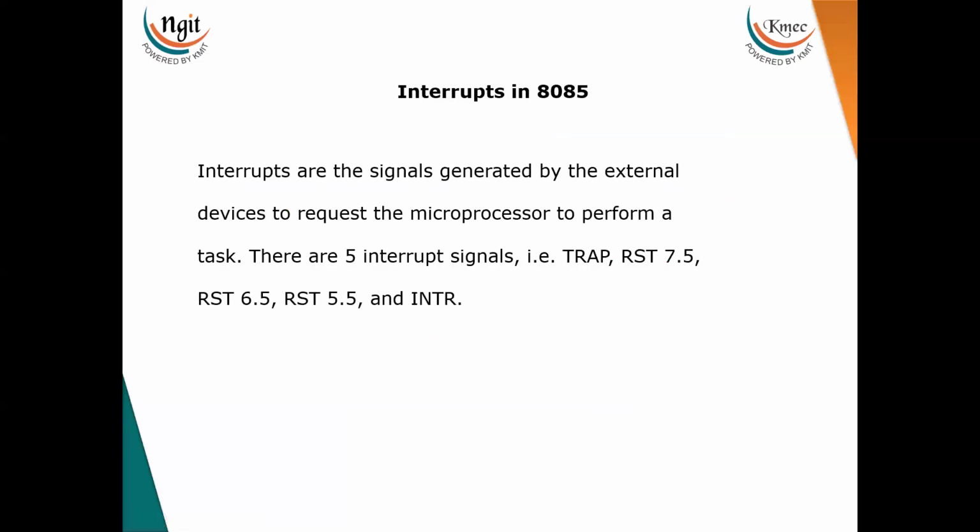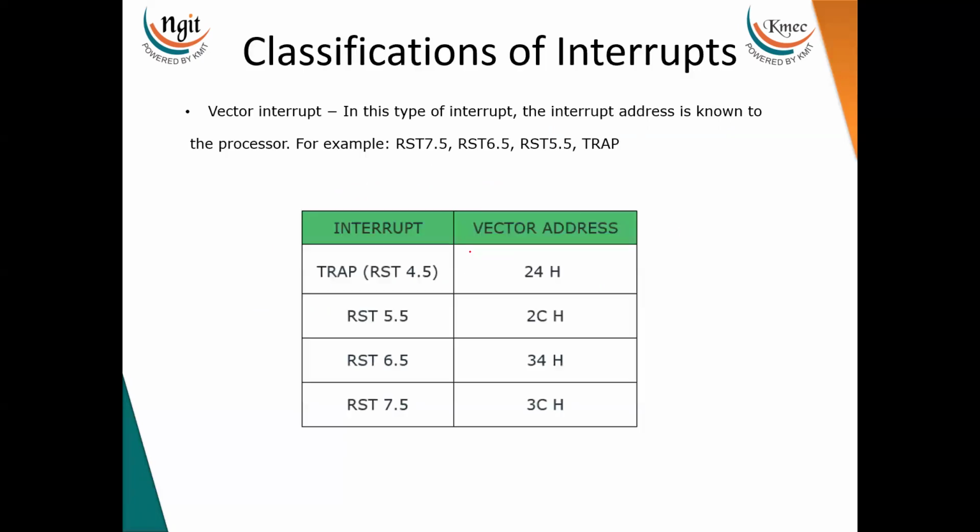Now, in this lecture, we'll study interrupts in 8085. What is an interrupt? Interrupts are signals generated by external devices to request the processor to perform a task. In 8085, there are five interrupts: TRAP, RST 7.5, RST 6.5, RST 5.5, and INTR.